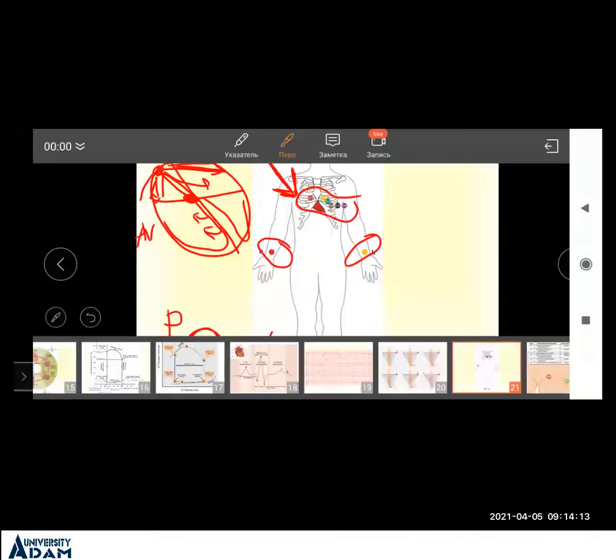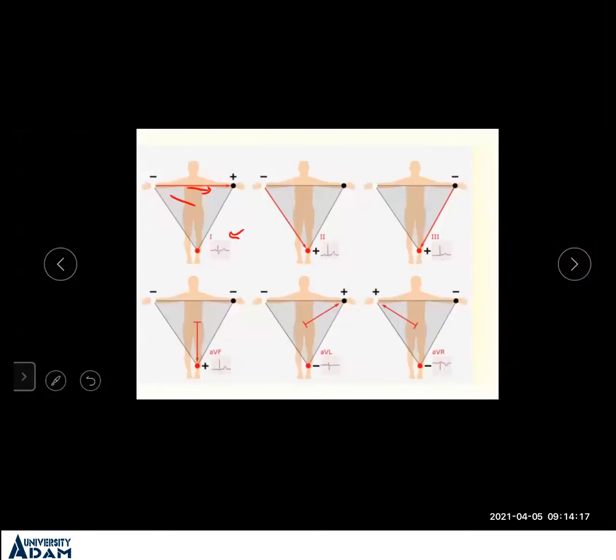If you look here, in the first standard lead, Q is also negative, in the second and third as well. So it means the wave goes towards the negative electrode, away from the positive. That's why Q becomes negative.